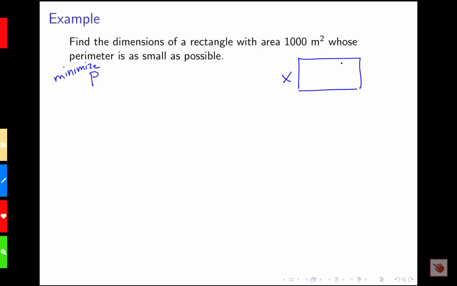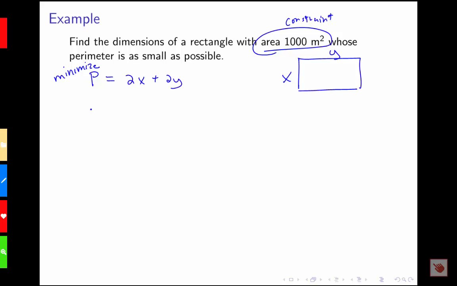Maybe I'm going to let the width be x and the length be y. So a formula for my perimeter would be 2x plus 2y. So these are our first couple of steps. We're drawing the diagram, we're introducing some notation. We're also given this information here, which is our constraint, that the rectangle has to have a total area of 1,000 cubic meters.